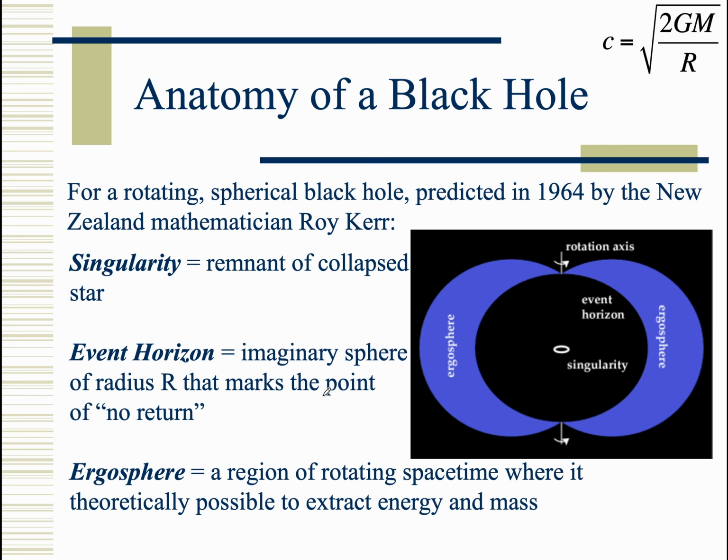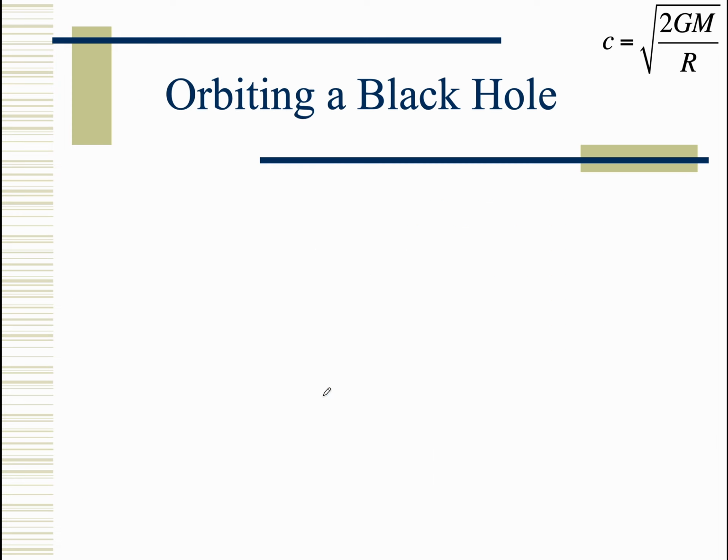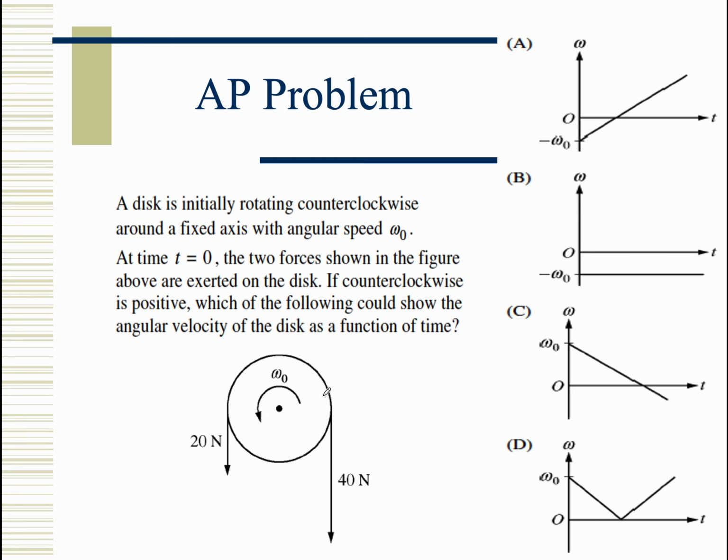You abandon all hope. Real quick, that's for a non-rotating black hole. We actually think most of them rotate. This is a Kerr black hole, a rotating one, and you can quickly read about it, but it's not that critical. And then I've just got two quick AP problems. Well, you can take a look at those on your own.